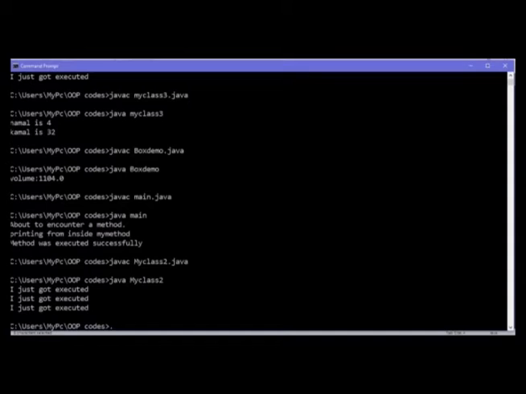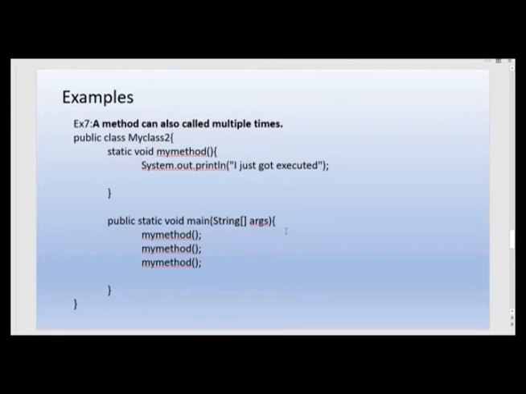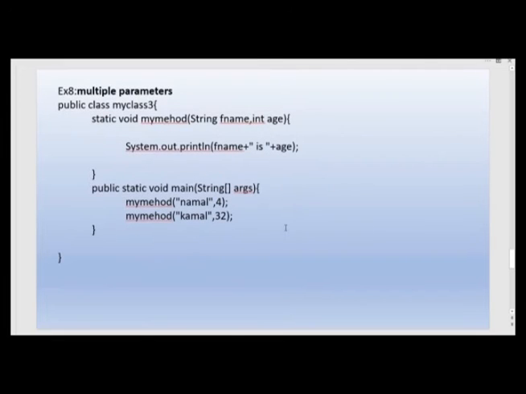You can see the output of this program. The text just got executed and printed on the screen 3 times. Multiple parameters. This is the second example. Multiple parameters.